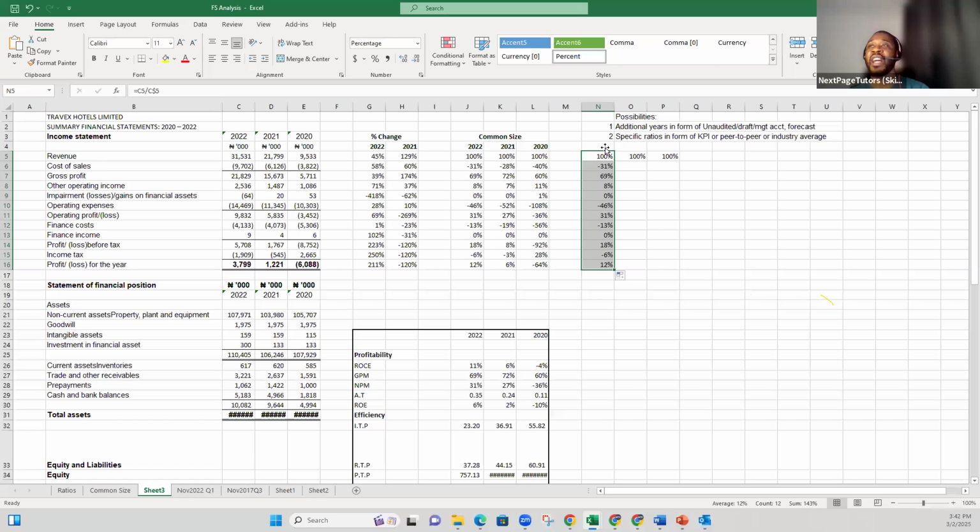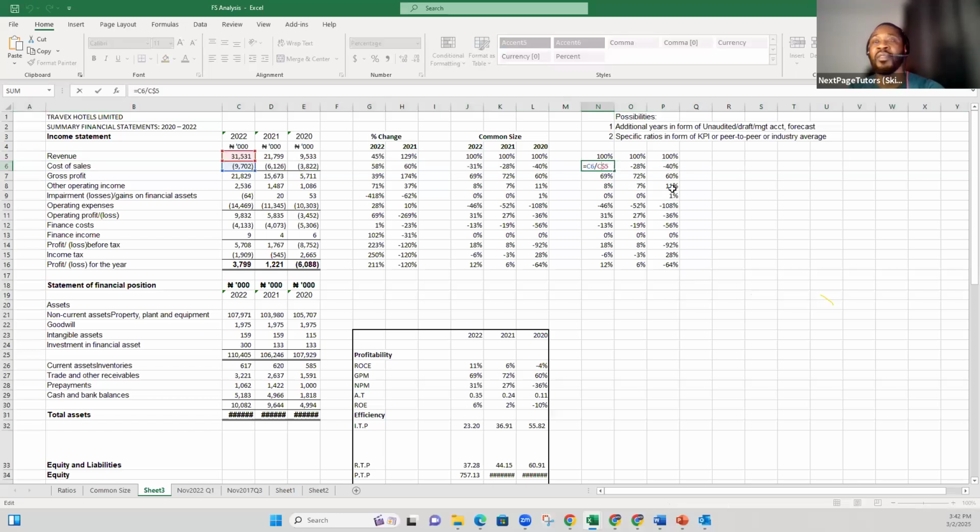I think we can do the same thing across all the years, just to show you how we calculated all the numbers, and then we can explain. Let's pick operating cost or cost of sales as an example. Look at what we've done: we said 9,702 divided by 31,000, computing the common size for cost of sales. This calculation shows us that cost of sales is 31% of revenue. The same thing for every other item, like the bottom line: we did 3,799 divided by 31,000. You are expressing everything as a percentage of revenue, and that is what the common size analysis is all about.